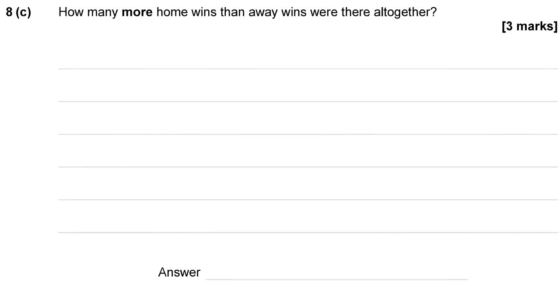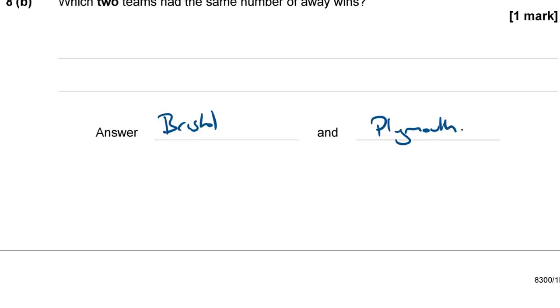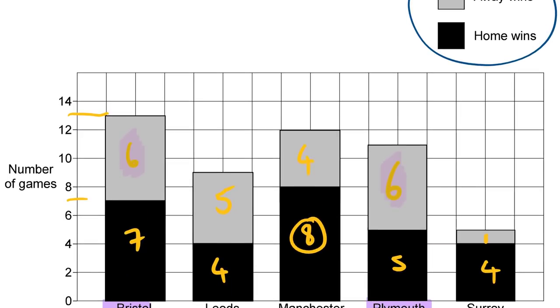Now, 8C says, how many more home wins than away wins were there altogether? So we need to know the number of home wins. We need to know the number of away wins. And then we need to take one away from the other to see what the difference is. Okay, so I'm going to do it up on the diagram up here. You don't have to work down by the question. You can work anywhere on the question. And often it's easier to work up by the diagram because all the information is right in front of you.